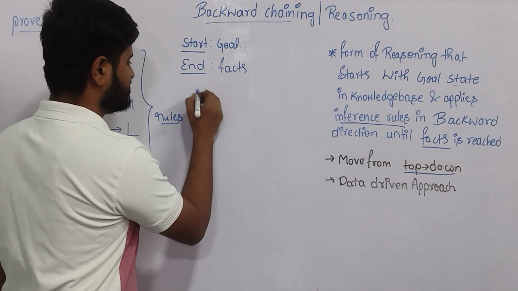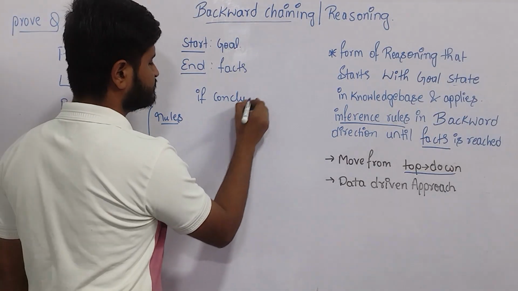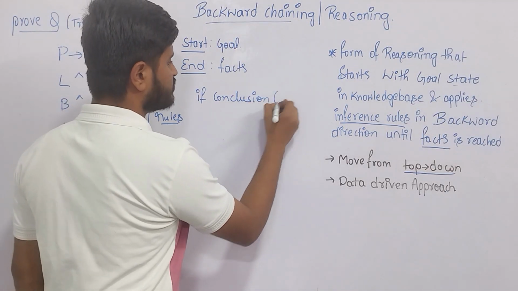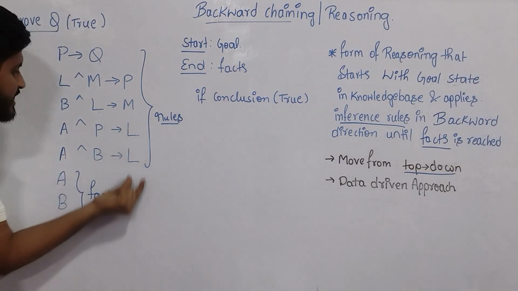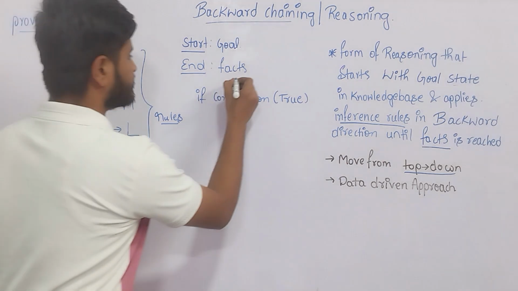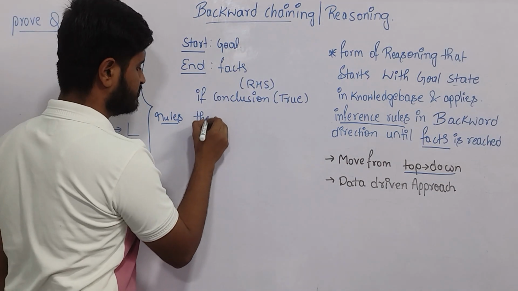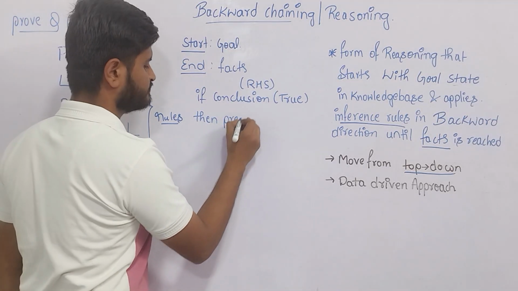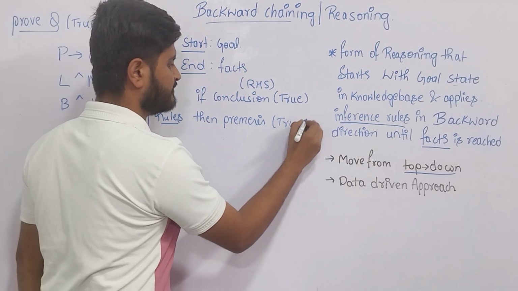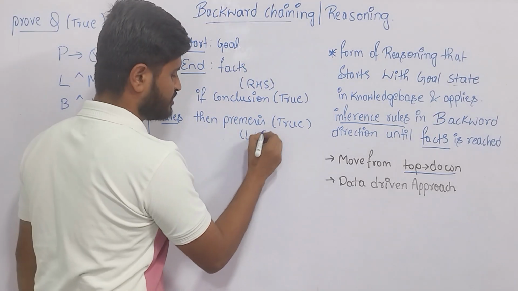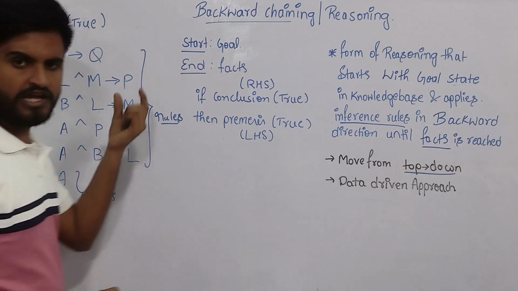The simple technique is: if my conclusions are true, so what are my conclusions? Conclusion means right hand side. If my right hand sides are true, then my premises. What are premises? Premises means left hand side. So if my right hand sides are true, then my left hand sides will be true.